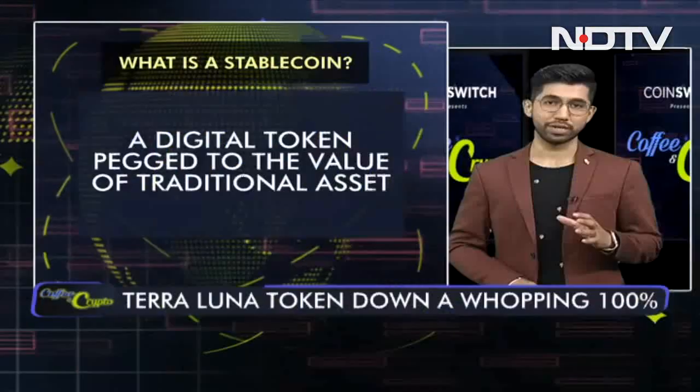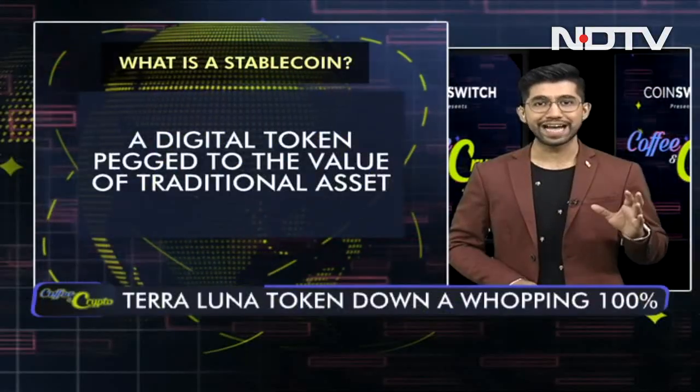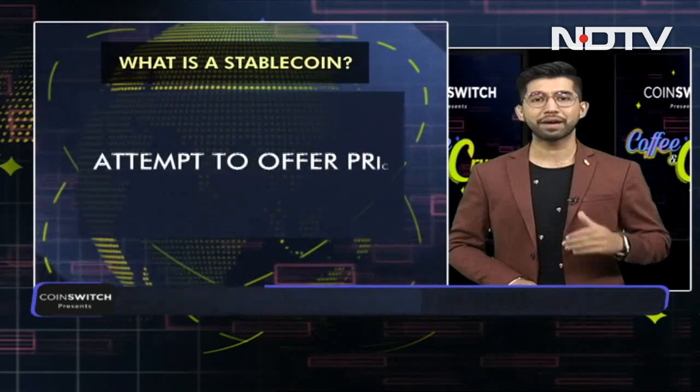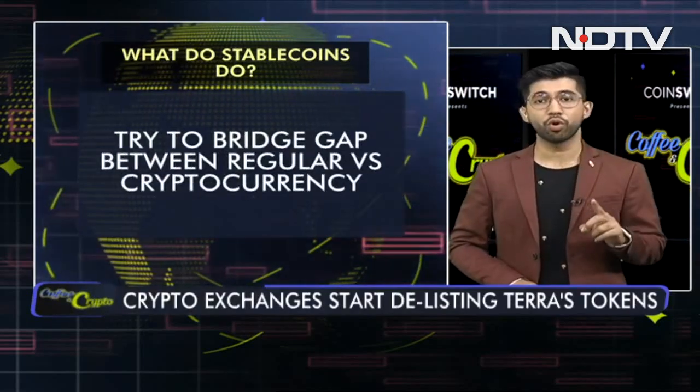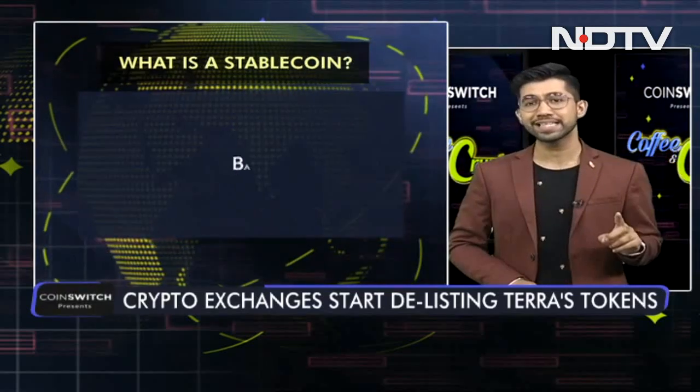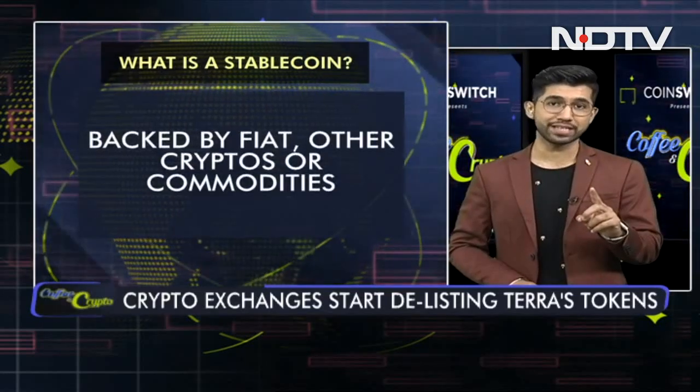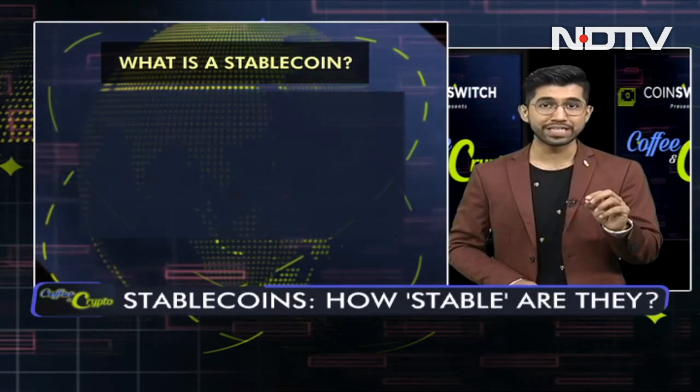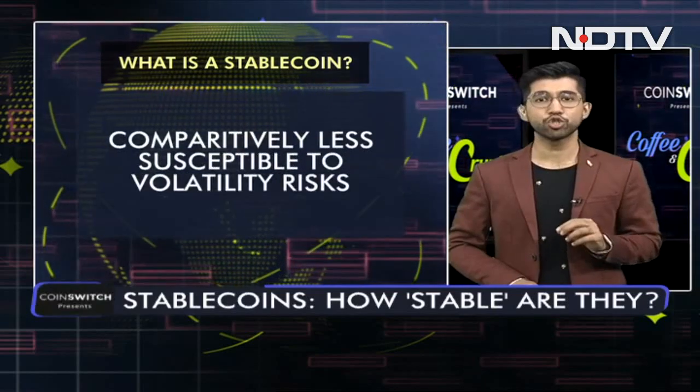Types of stablecoins. They're divided majorly into two types. One is asset-backed stablecoin. These are backed by fiat, other cryptocurrencies or commodities. Although susceptible to volatility risks of the underlying asset, the price of asset-backed coins is unlikely to drop below its value.